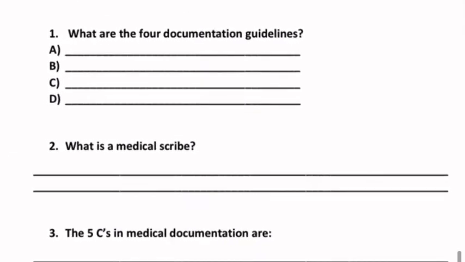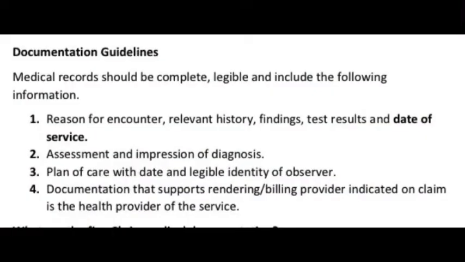What are the 4 documentation guidelines? The 4 documentation guidelines are the reason for the encounter, relevant history, findings, test results, and date of service; assessment and impression of diagnosis; plan of care with date and legible identity of observer; documentation that supports rendering billing provider indicated on claim is the health provider of the service.